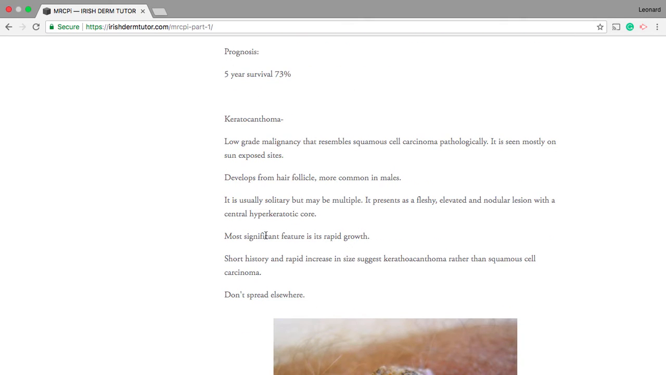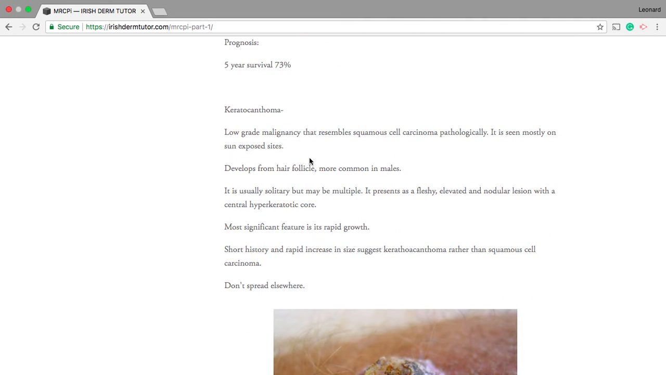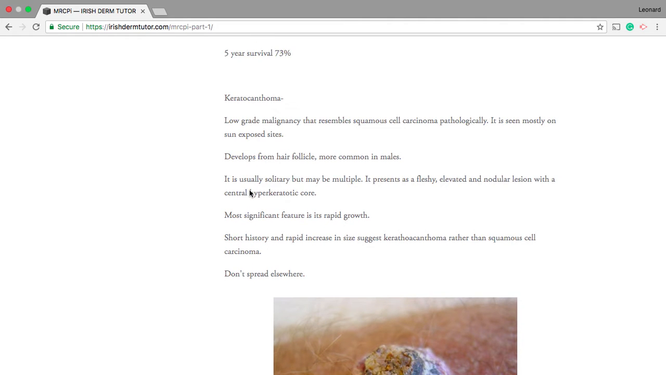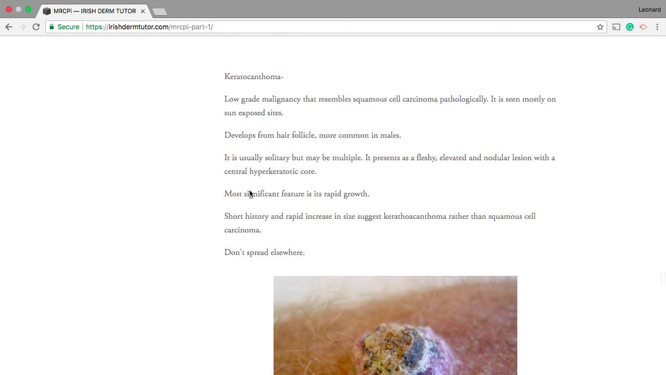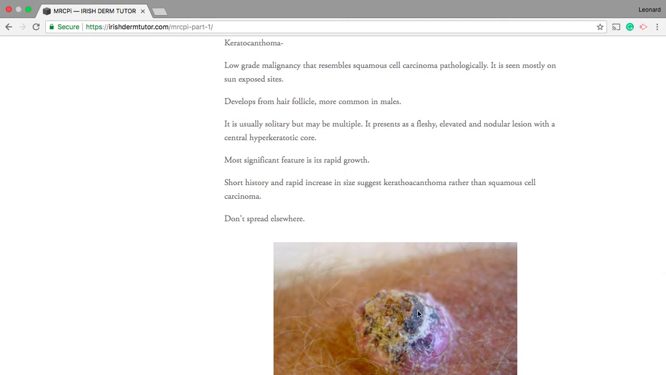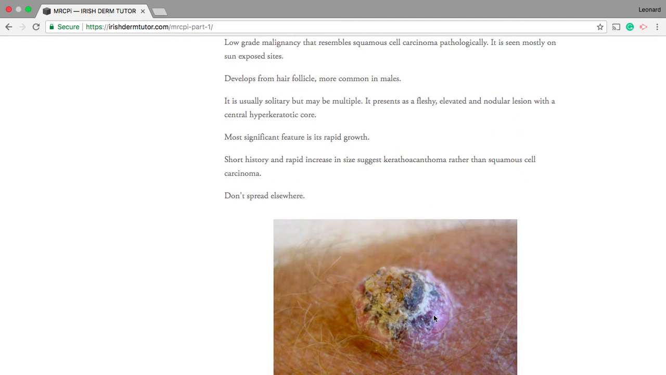Now, another thing which is quite like squamous cell carcinoma, but I actually wouldn't really classify as a malignancy, despite what I say here. It's called a keratoacanthoma, and it's usually seen on sun-exposed sites, and it develops from the hair follicle, and it's more common in males, and it can look like a squamous cell carcinoma. It often presents as a fleshy, elevated nodular lesion, and you usually get this central hyperkeratotic core. The most significant feature is that it has a striking and rapid growth pattern.